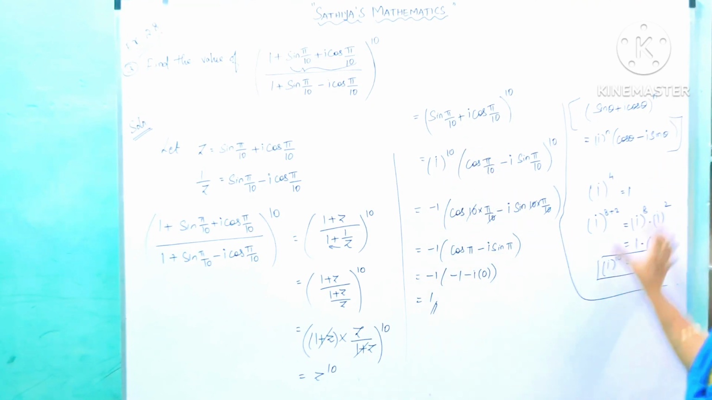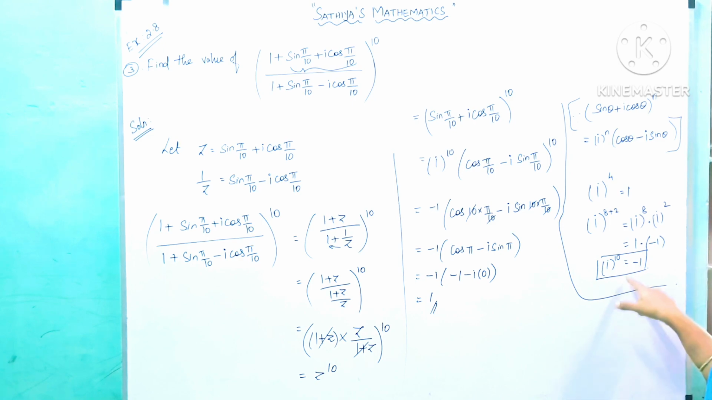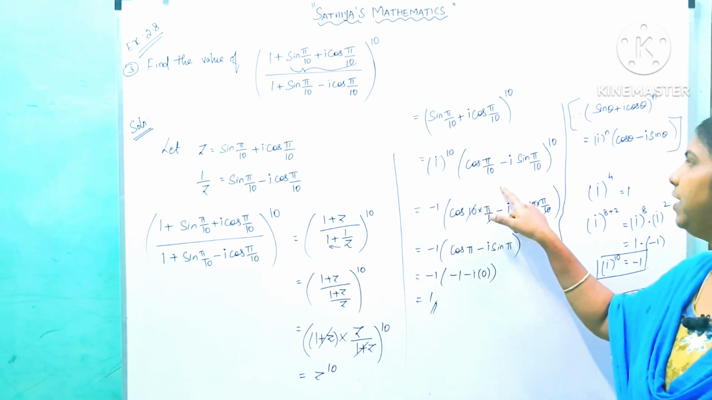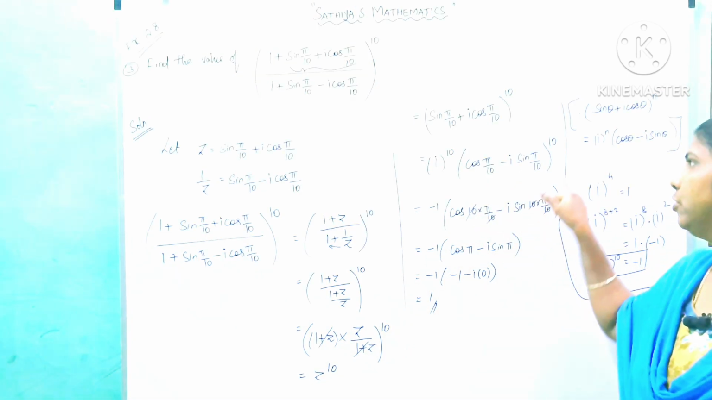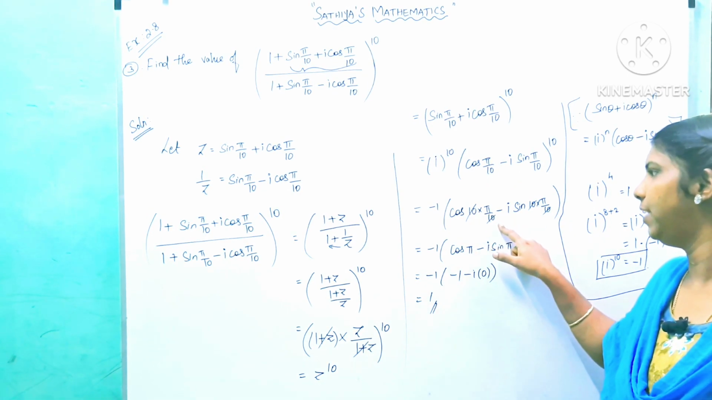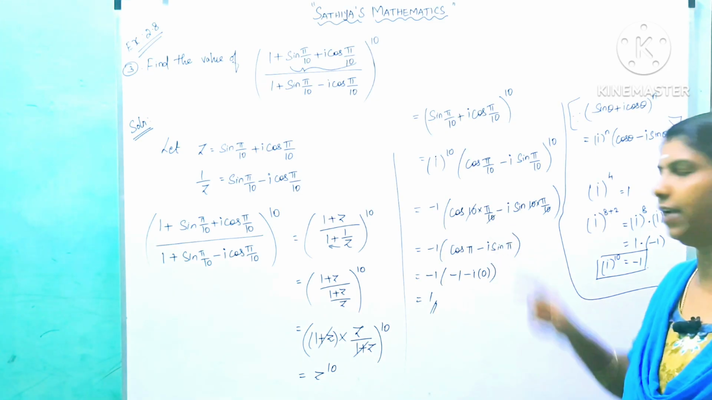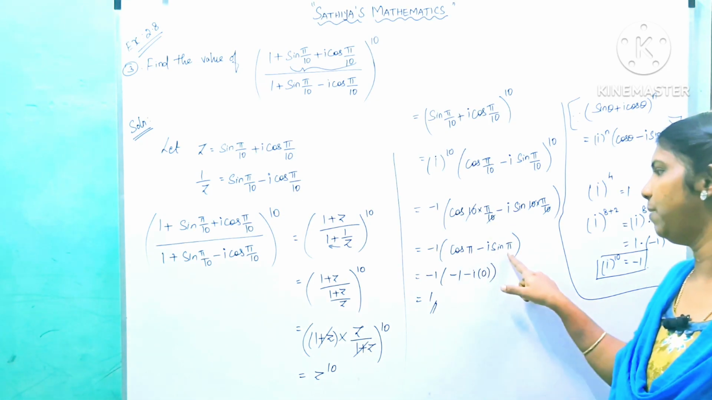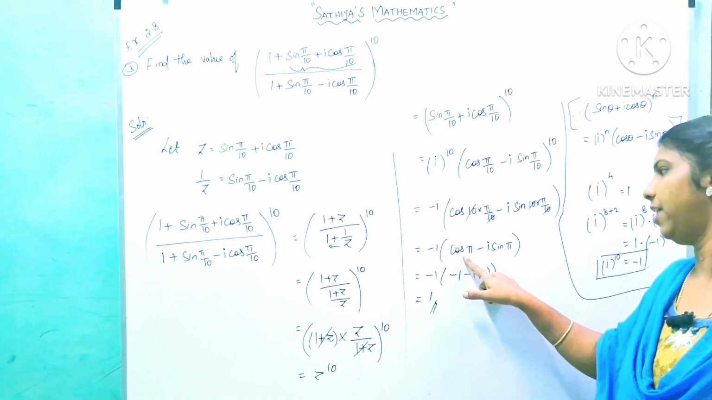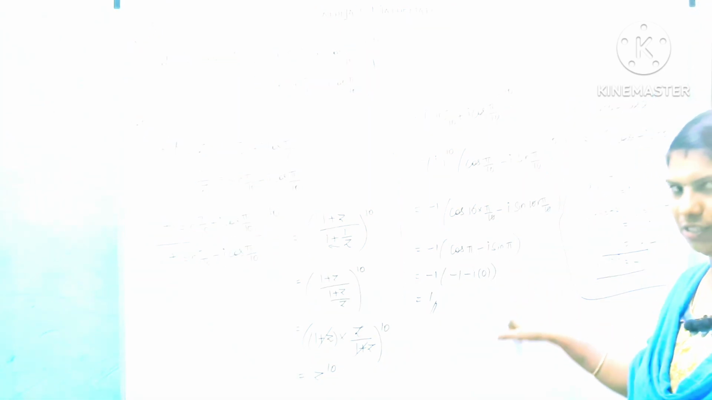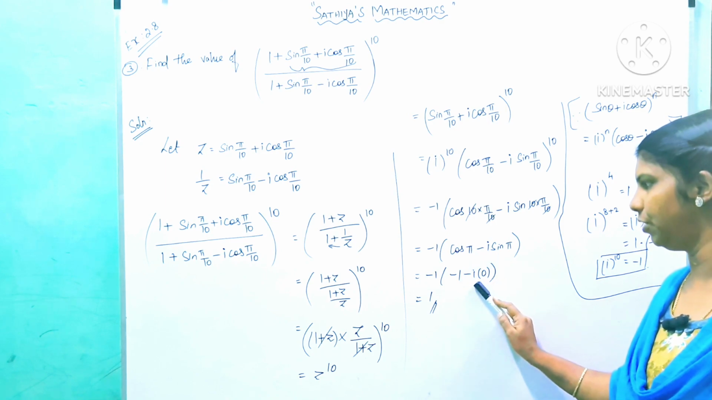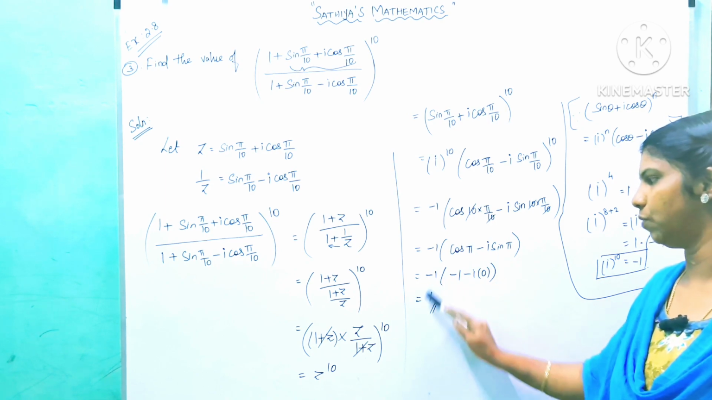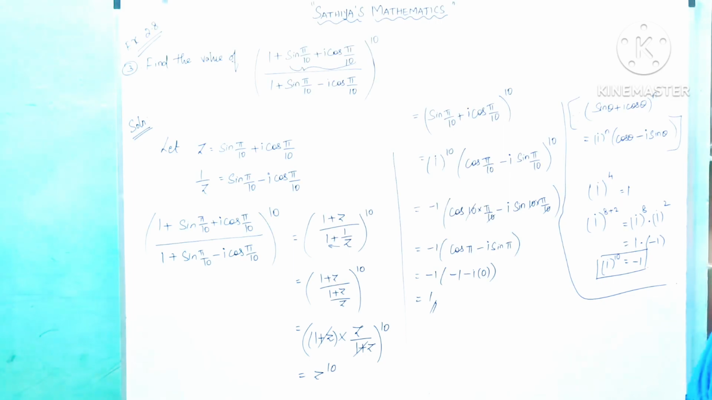I have simplified I power 10 here. Its value is minus 1. Next, by De Moivre's theorem the power will be multiplied with the angle. So when power 10 is multiplied with the angle pi by 10, 10 and 10 get cancelled. We get cos pi minus I sin pi. Cos pi value is minus 1. Sin pi value is 0. So minus I into 0 becomes 0. So minus 1 into minus 1 is plus 1. This is how we get the value of the given term.